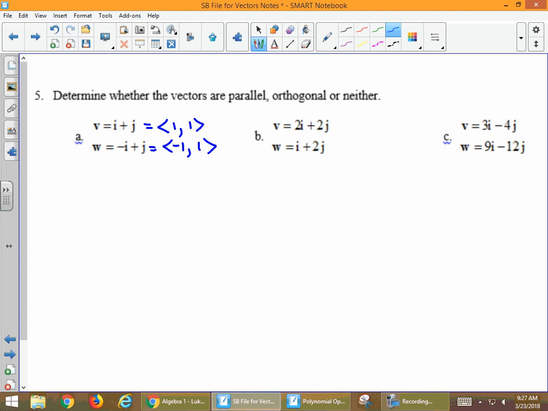To find the dot product, I'm going to multiply my horizontal components, multiply my vertical components, and add them. And when I do that, I get negative 1 plus 1, which is 0. Since the dot product is 0, the relationship between these vectors is that they are perpendicular, or the word that we use in vector world is orthogonal.